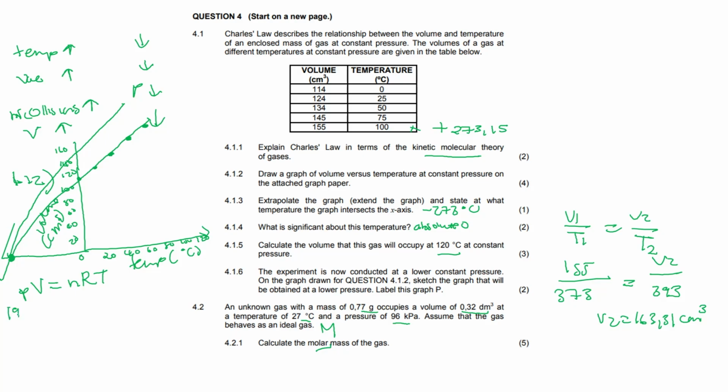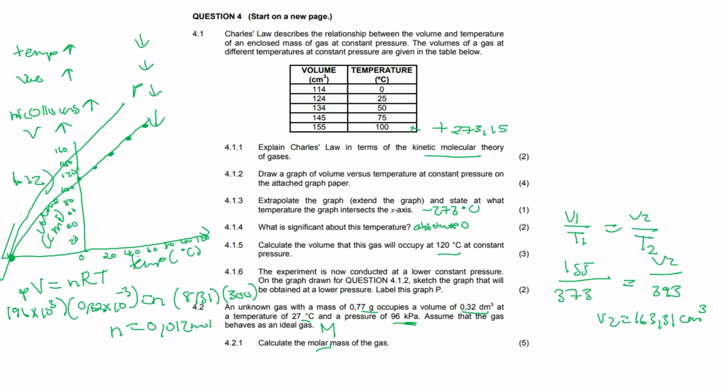It's going to be 96 times 10 to the power of 3 because it's like that. And then I'm going to have also 0.32 times 10 to the power of -3 because they give me decimeters. I need my moles. R is a constant, which is 8.31, and they've given my temperature as 27 degrees Celsius. So I'm going to add 273 to that, and I'll get 300 because I need it in Kelvin. Then I do my math magic, and I get my number of moles to be 0.012 moles.